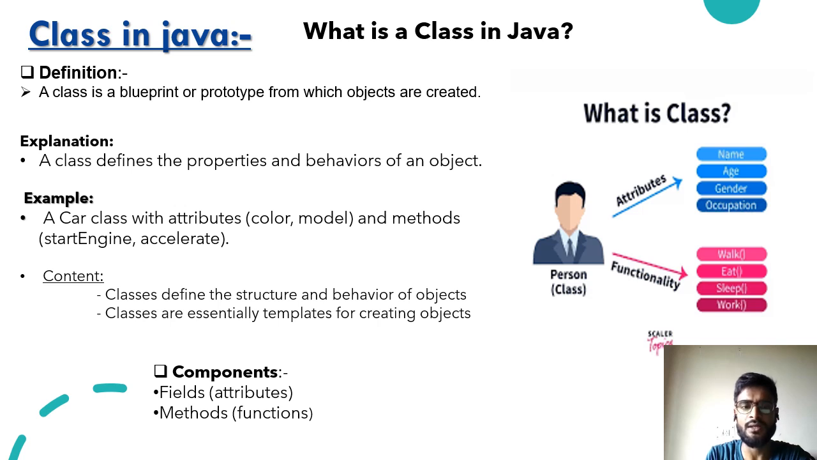Basically, there are two main components of a class. First one is fields, which represent attributes, and second one is methods, which represent the functionality of a class. In this example figure, we can see there is a person, which is a class that has attributes name, age, gender, and occupation, and functionality are walk, eat, sleep, work.